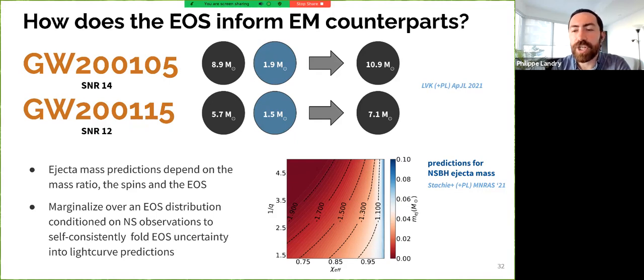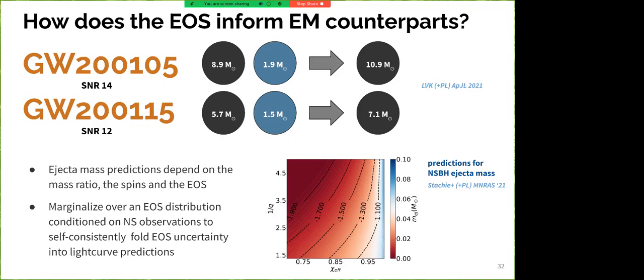Another input here is the equation of state. And basically, instead of fixing some equation of state model from the literature, which may or may not be favored, you can actually just average over a posterior distribution on the equation of state and fold in those uncertainties in a self-consistent way. Could I just ask a question on this?